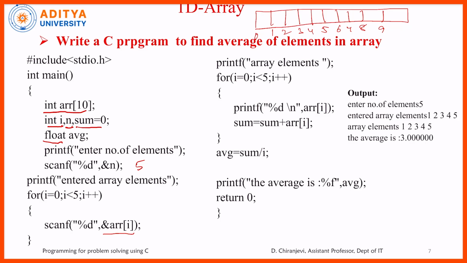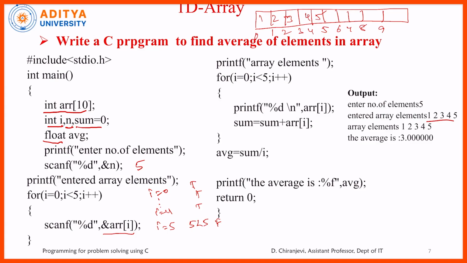Now when i value is 5, 5 less than 5 is false. Earlier, i value 0 to i value 4, this is true in every case. And when it is 5, then it is false. So here you read the 5 elements as 1, 2, 3, 4, 5. After reading 5 elements, now what you are doing? You are printing those 5 elements, and you are also finding the sum.